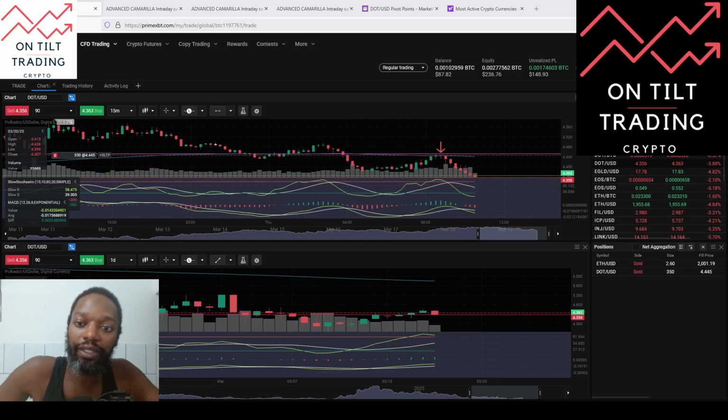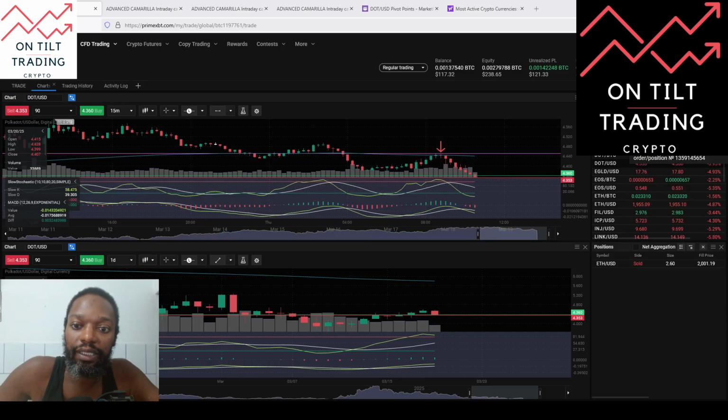This purple line that you're seeing here, this is Camarilla Pivot S4. This blue line that you're seeing right here, it also extends back here in this area. This is the 200 exponential moving average. This is the 15-minute chart. This is the daily chart.